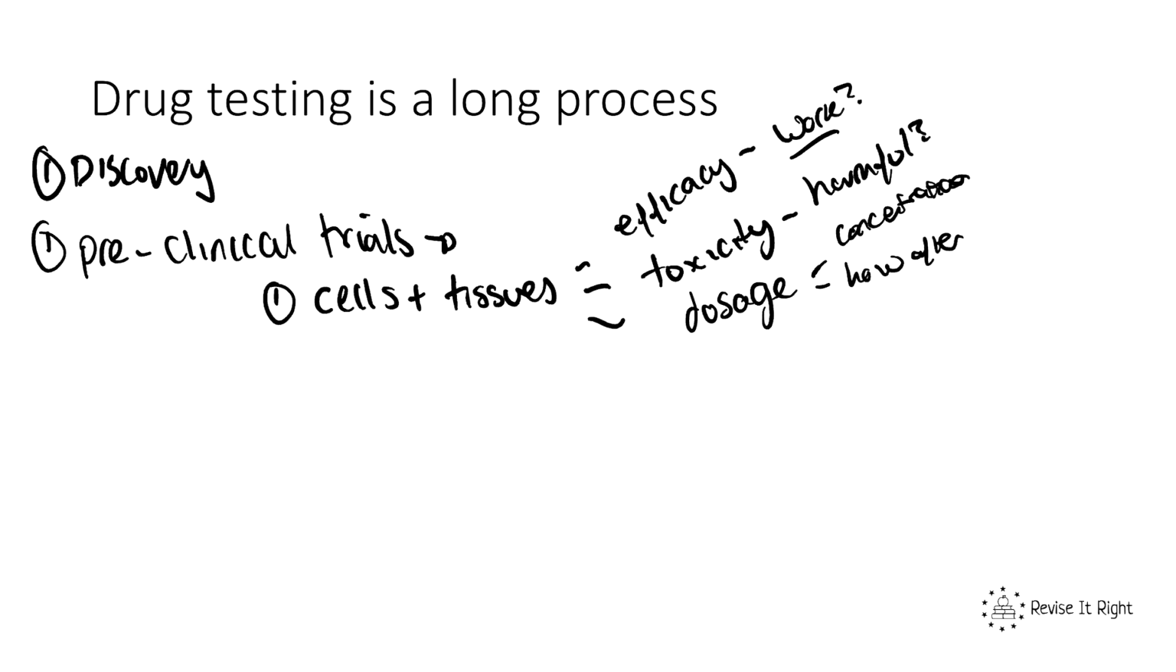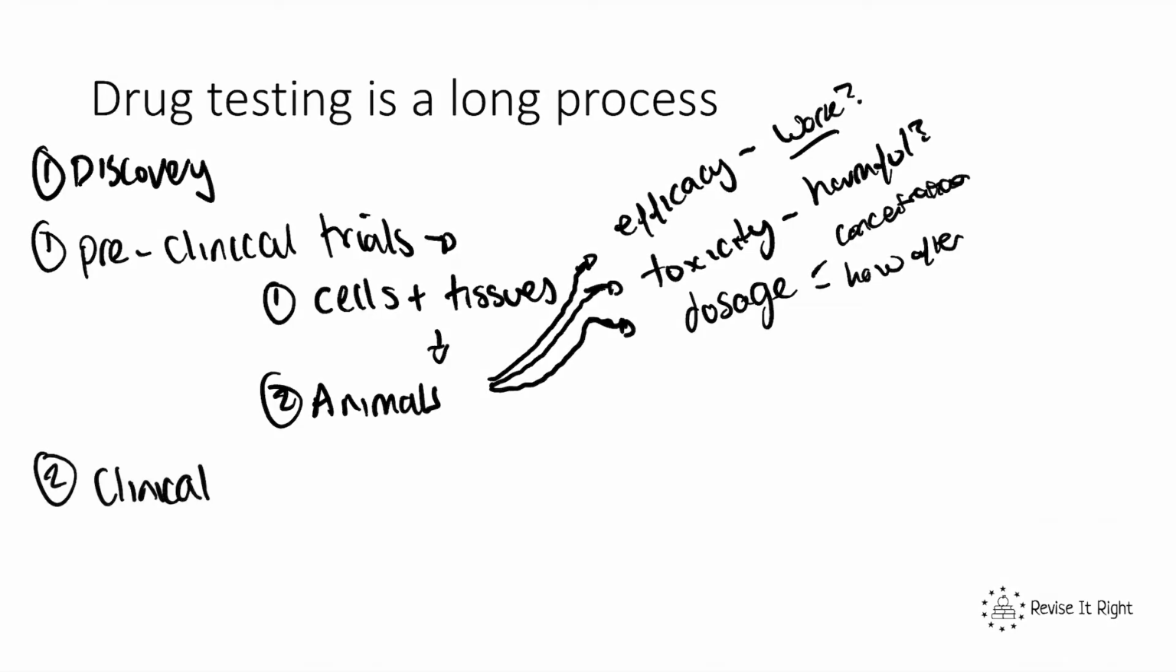So in step 1 of our preclinical trials, we're testing on cells and tissues, and we're testing for efficacy, toxicity, and dosage. Now if it were to pass that stage, we would then move on to test our drug on animals. And again in this, we're testing for efficacy, i.e. does it work? Again we're testing for toxicity, i.e. how harmful it is. And again we're testing for dosage, what concentration should be given and how often. Now once it's past that, and many drugs do not pass these stages, it then goes on to the clinical trials.